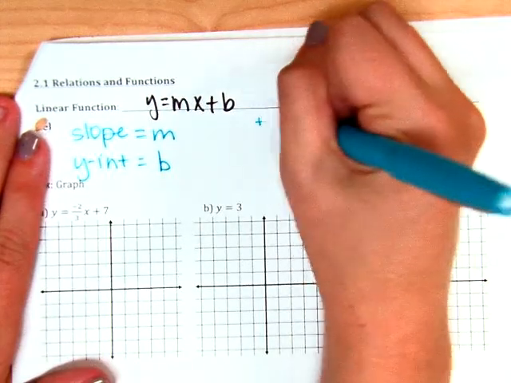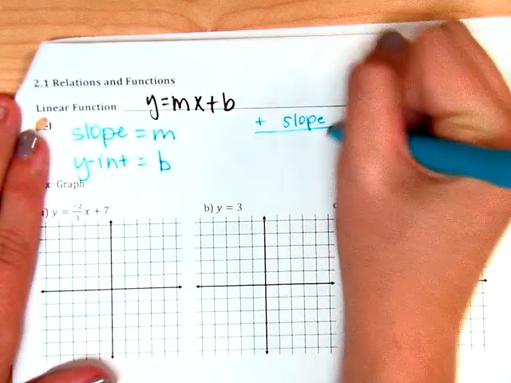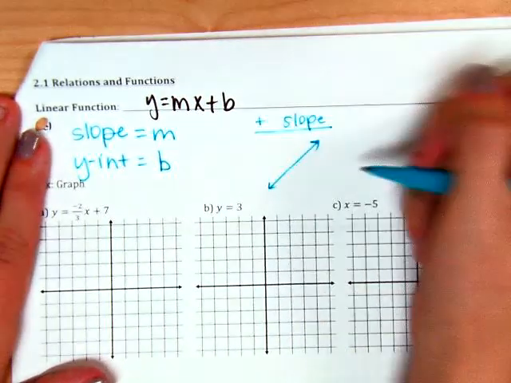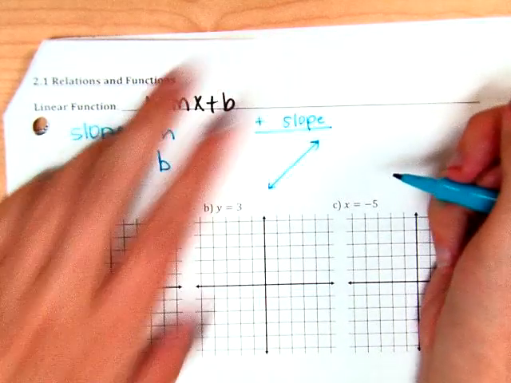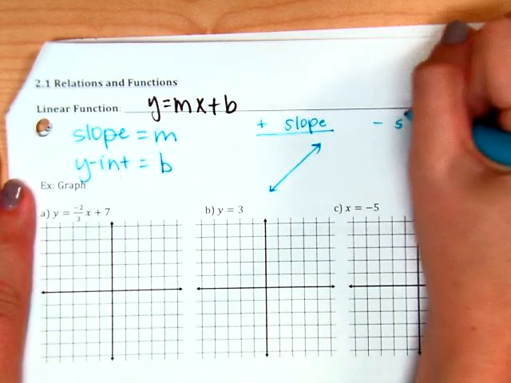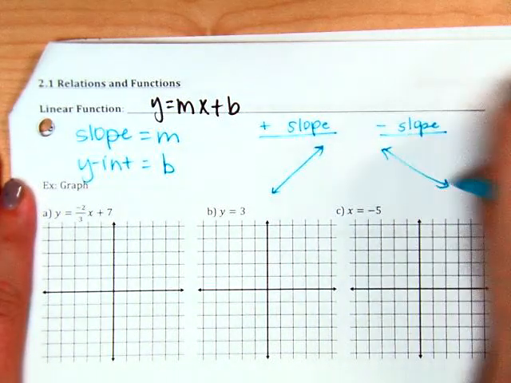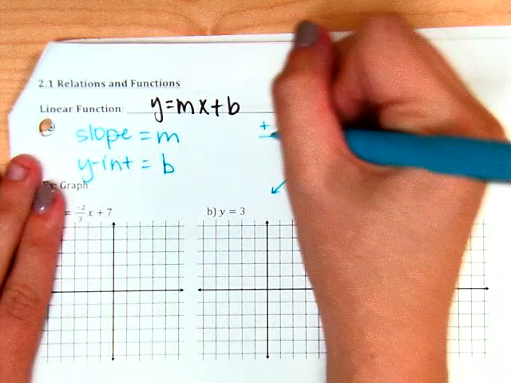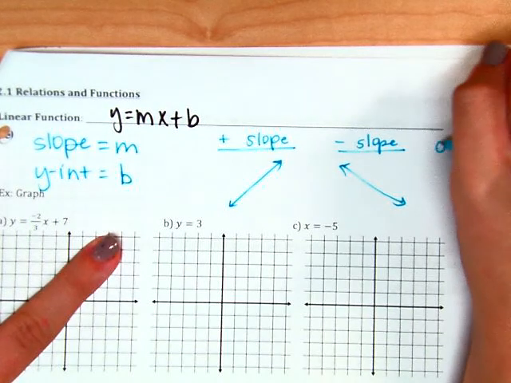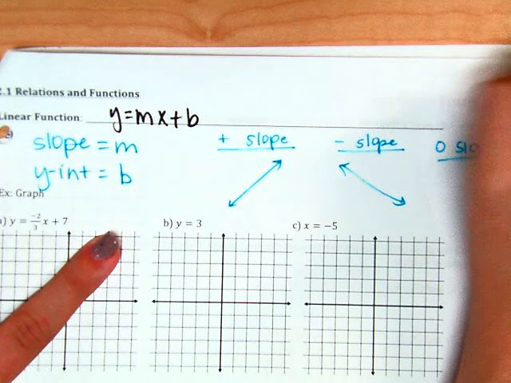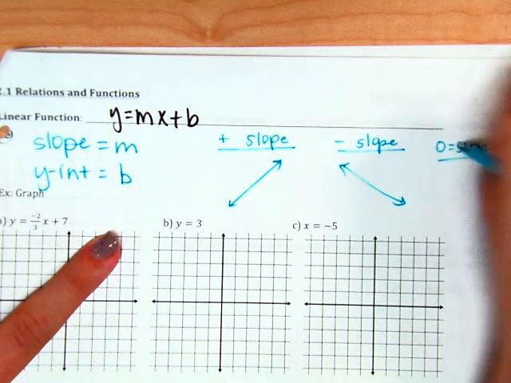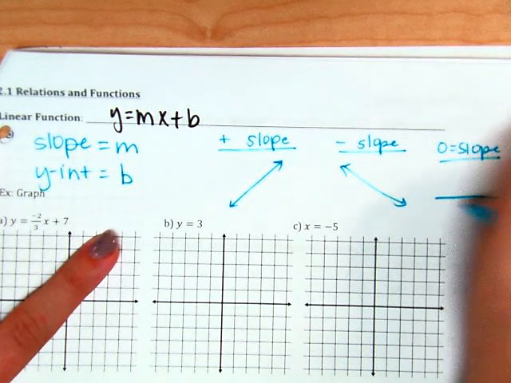If I have a positive slope, it goes up a hill. You're like walking up that hill. If I have a negative slope, it's like a sledding hill. You're going down as you go left to right. If I have a zero slope, a slope of 0, then I have a flat ground.